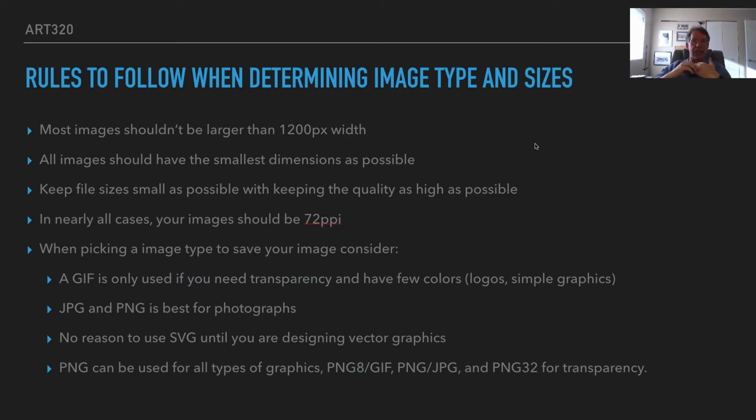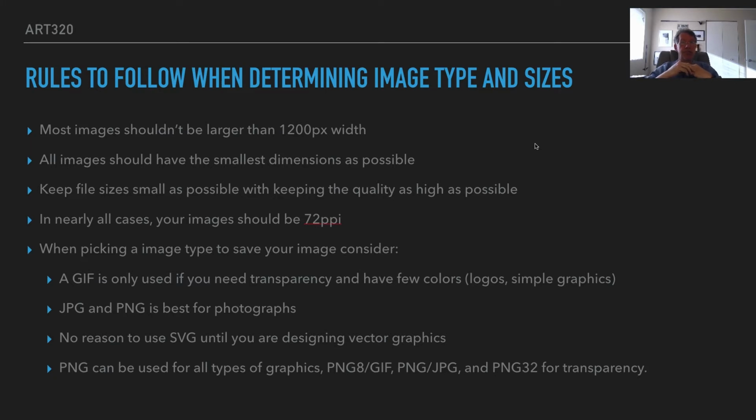When picking an image type, there are certain things to consider. Now this is what I was talking about on the other slide. A GIF is only used, and remember, a GIF is only used if you need transparency and have very few colors. Think logo, simple graphics. You wouldn't want to do it for a photograph unless you like the effect, but it's not meant for that. JPEG and PNG are best for photographs.